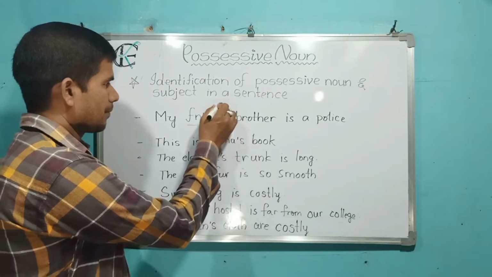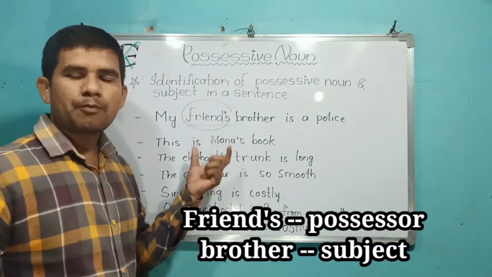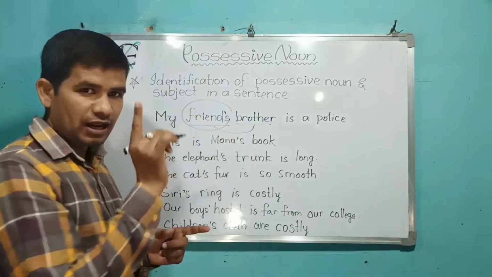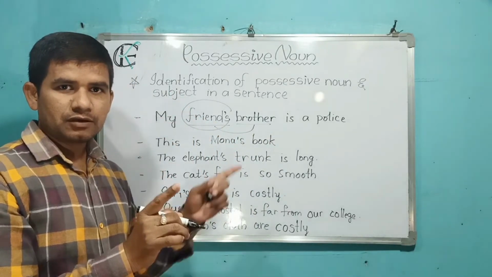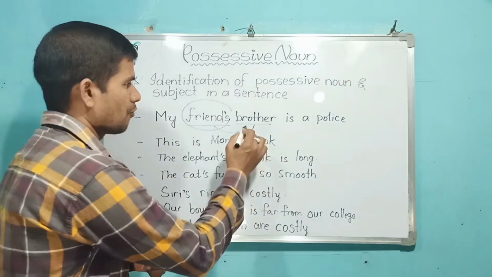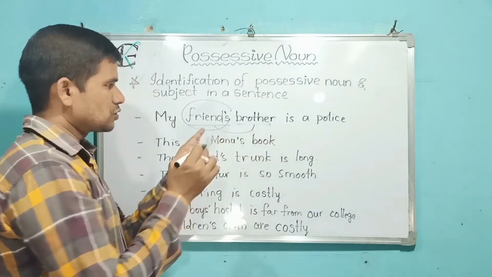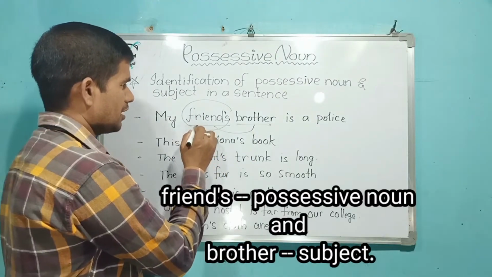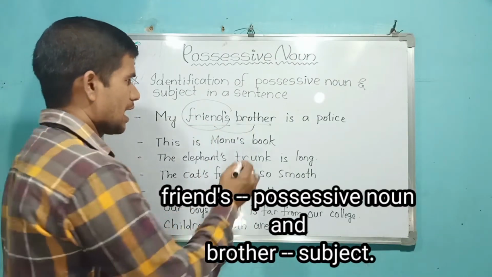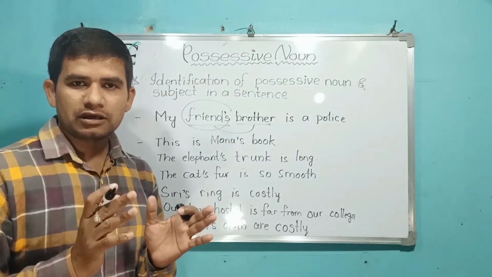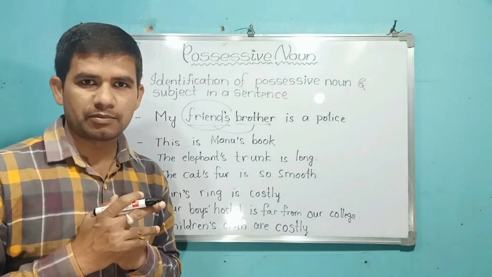So here, friend's is the possessor, because here the brother belongs to your friend. Whose brother? Your friend's brother. The word brother belongs to your friend. So here friend's is the possessive noun and brother is the subject. This is the logic you have to remember.